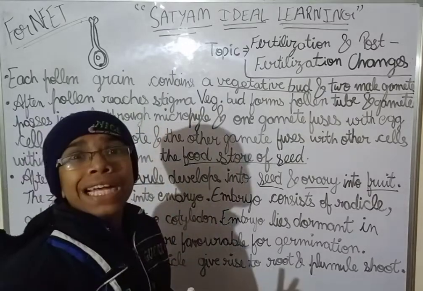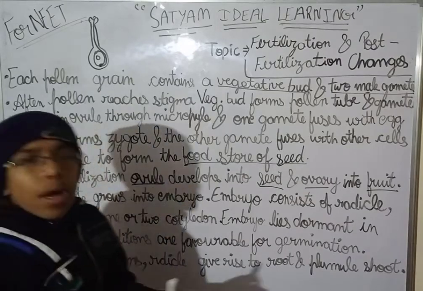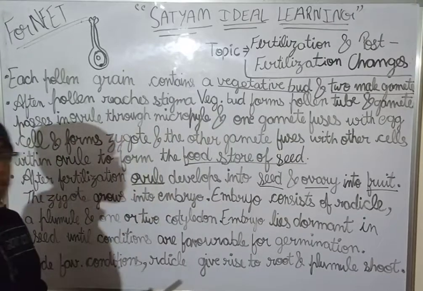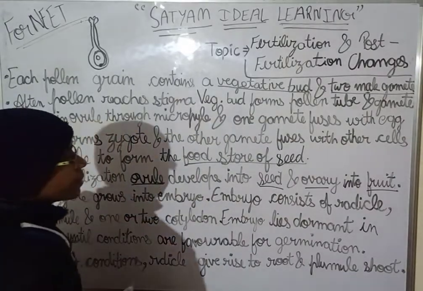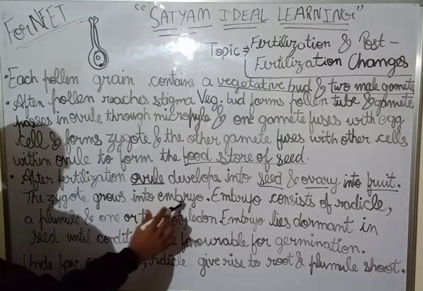leave, we disperse it. Okay, so animals and birds all eat fruit, so they also disperse seeds. Now, ovary into fruit. The zygote grows into the embryo.